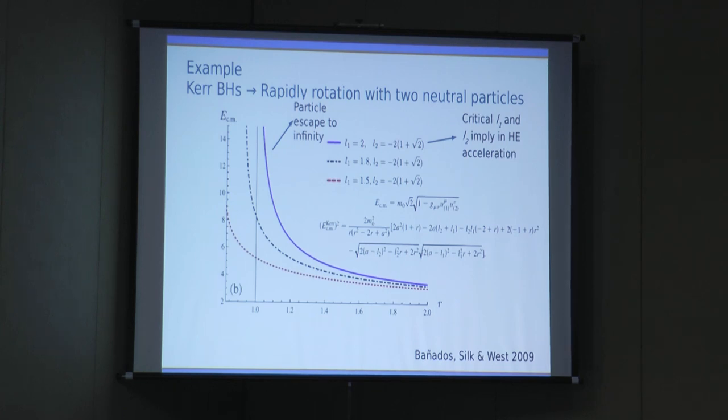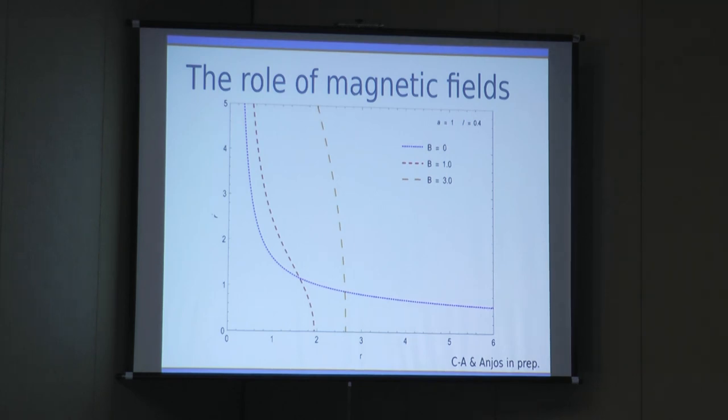Well, this is the calculation we can work for the energy of the center of mass of two particles. And if you put one of the particles with a certain angular momentum and the other particle with the critical angular momentum, then we will see situations like that. The energies blow up and you could accelerate such particles to very high energies. And here one of the things that we are working on nowadays is the role of magnetic fields. The magnetic fields could accelerate those particles more or not in critical Kerr black holes.